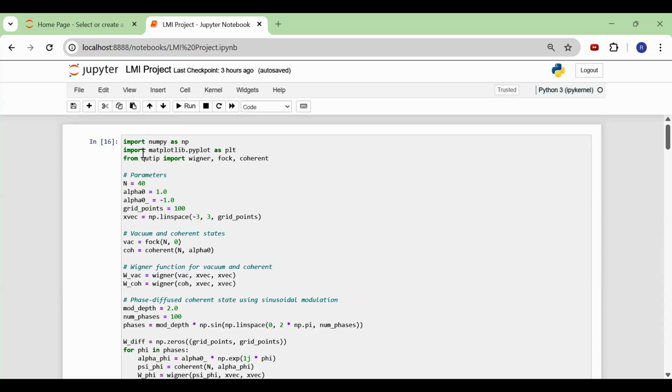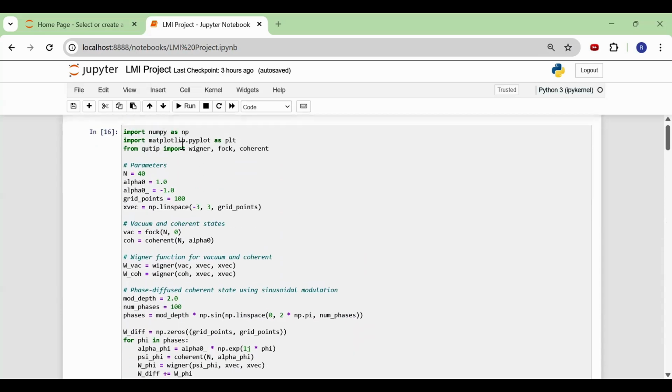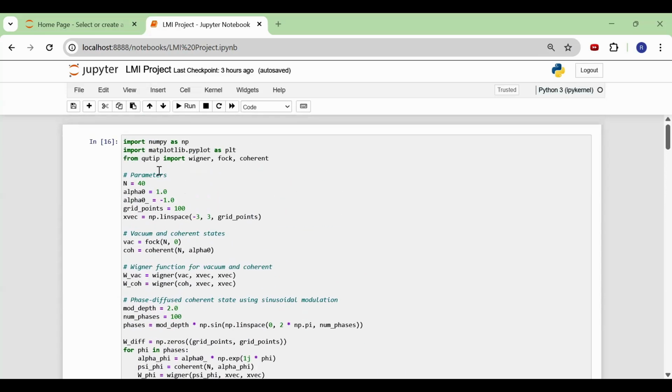So in this Python code, I have imported some libraries like NumPy for the usual mathematical operations, and I also imported Matplotlib for plotting the 3D and 2D plots. And I also imported the QuTiP library, which is a quantum toolbox used to generate the quantum states. And using that, I can easily compute the function.